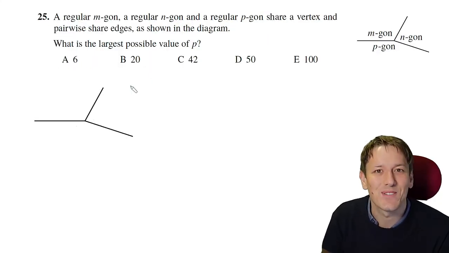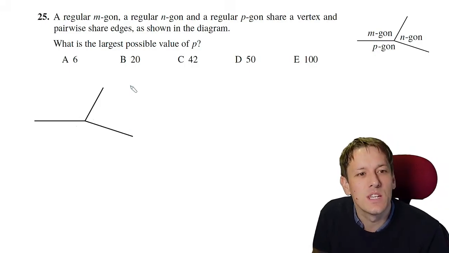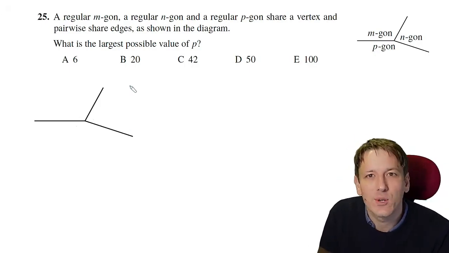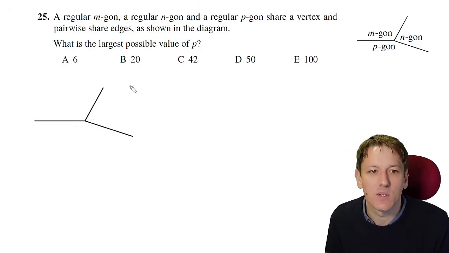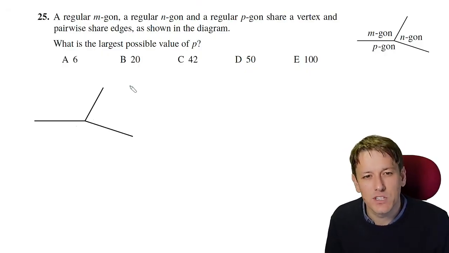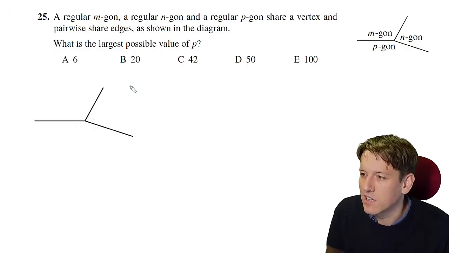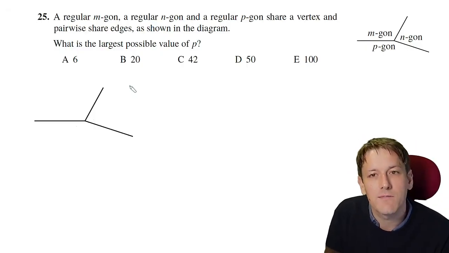So question 25 is always going to be a tough one. This is no exception. We've got a regular m-gon, a regular n-gon, and a regular p-gon. They share a vertex, and pairwise they share edges, as is shown in the diagram here. I want to know what's the biggest possible value of p here, i.e. what's the largest number of sides that one of these polygons could have.